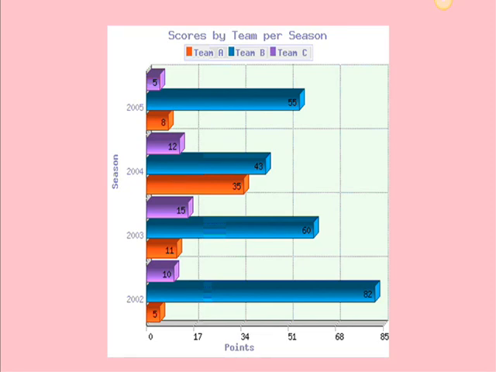You also may have seen that Team C seemed to stay pretty consistent until the 2005 season, where they only had 5 points. Some of your conclusions may have been different, and that's okay. The point was to get you to think about the data.